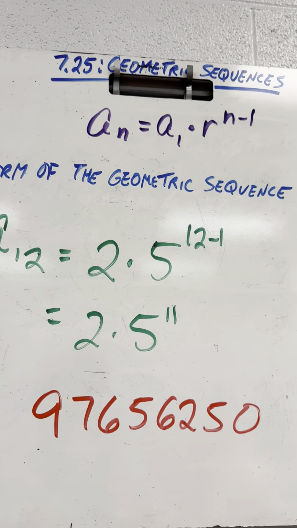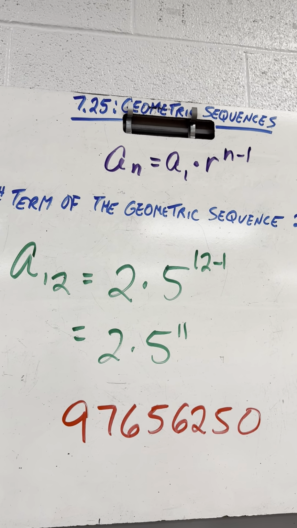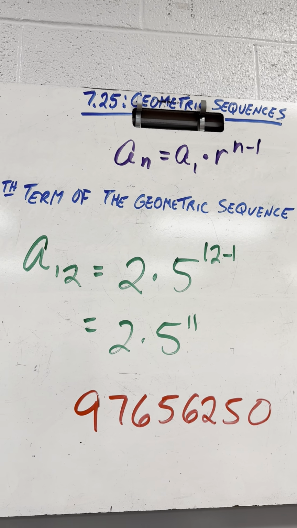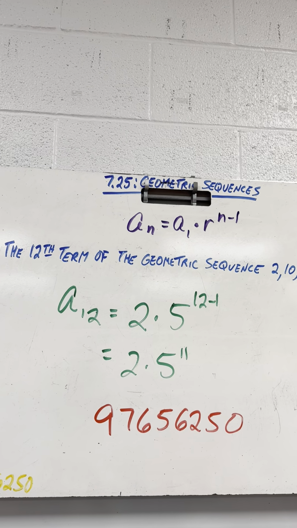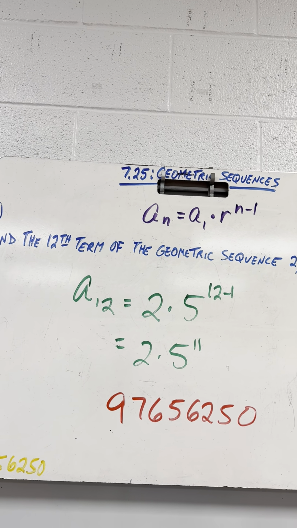And you're going to get 97,656,250. In Delta Math, do not type commas. For some reason, Delta Math doesn't like commas.